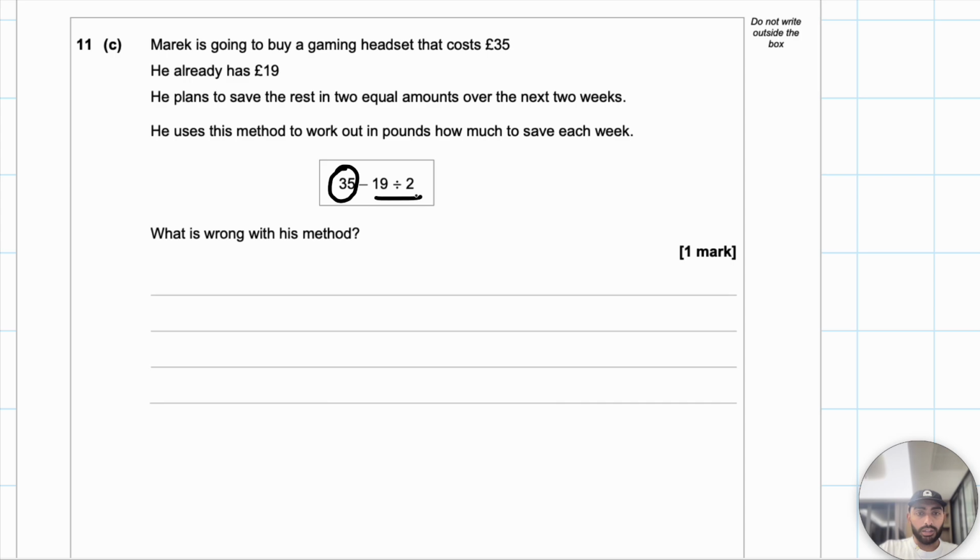But the issue here is that this number is being divided first, whereas the answer of 35 take away 19 needs to be answered first and then divide that number by 2. Because if he uses this calculation, he's not going to save enough. He needs to write 35 take away 19 first, that's the amount he has, and then divide it by 2. Right now, using BIDMAS, it would have given him the right answer.